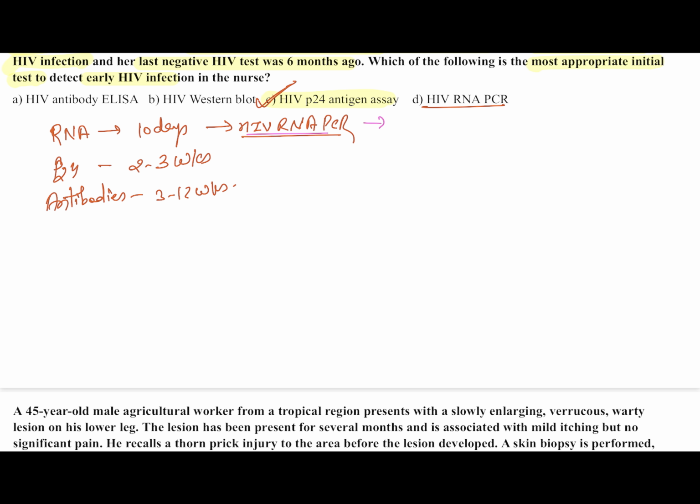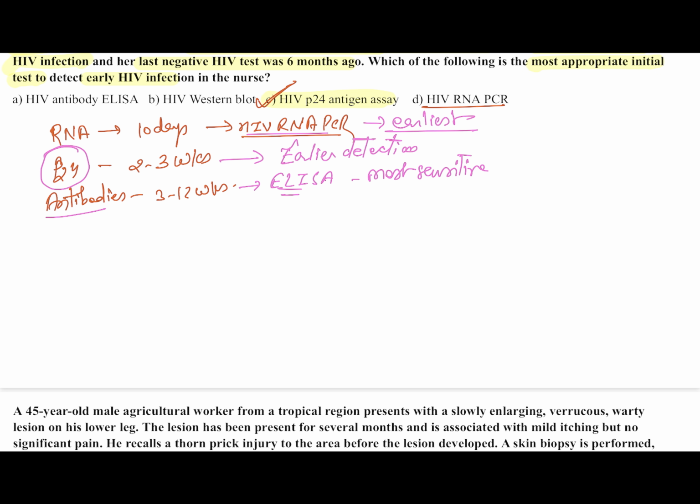If they ask you which is the earliest to appear in blood, then it will be RNA. But if they ask you which is the initial test, or first practical marker for early detection, then the practical marker for earlier detection will be P24. So this is the answer. Antibodies you will check by ELISA, which is the most sensitive test, and if it is positive, then you will do Western blot assay, which is the confirmatory test.